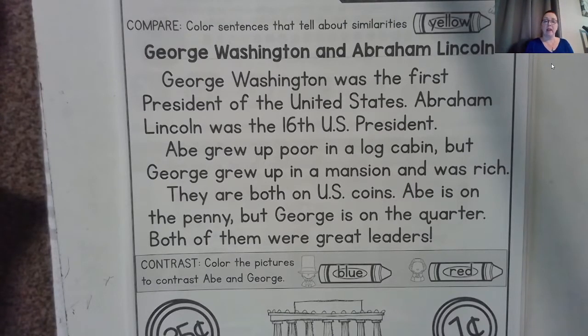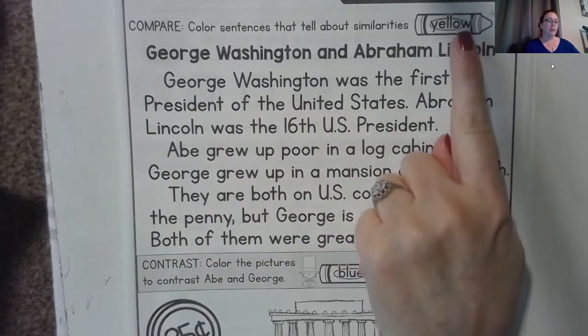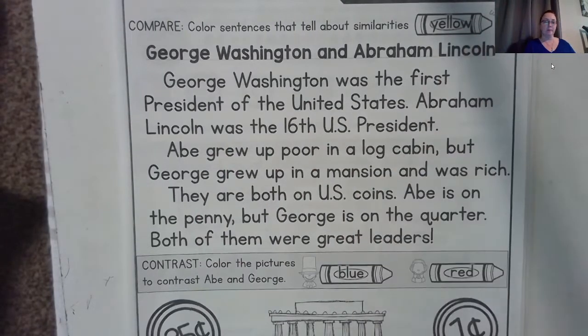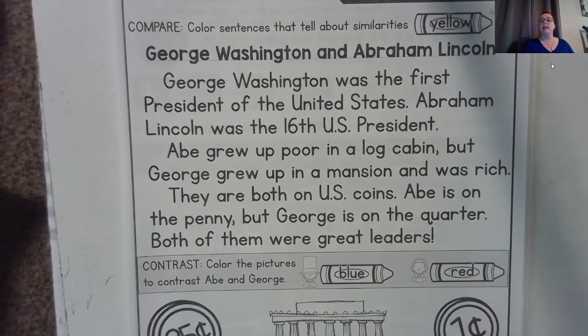This is compare and contrast. So we're going to read this paragraph right here. It says that you need a yellow crayon, a blue crayon, and a red crayon. If you have those, great. If you don't, you can make do with just a pencil because we can do some shading and maybe you can box or circle just to do compare and contrast, okay?